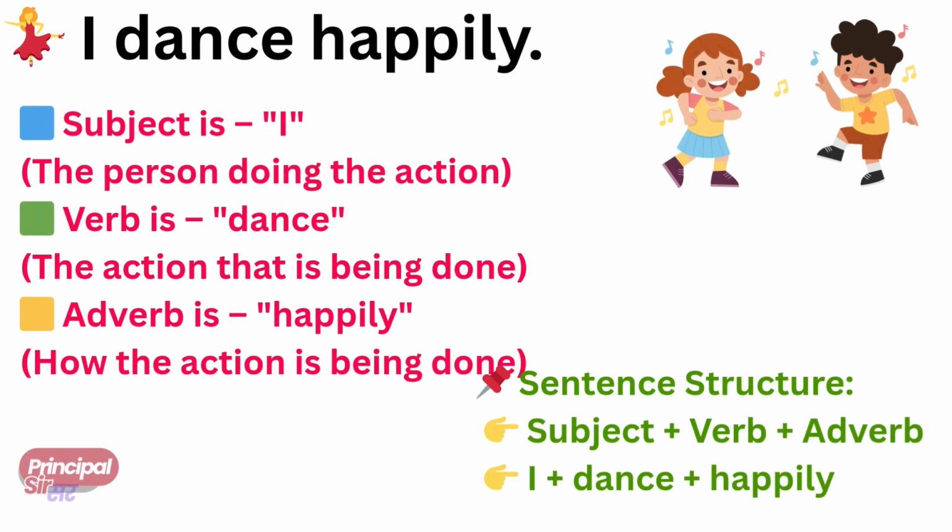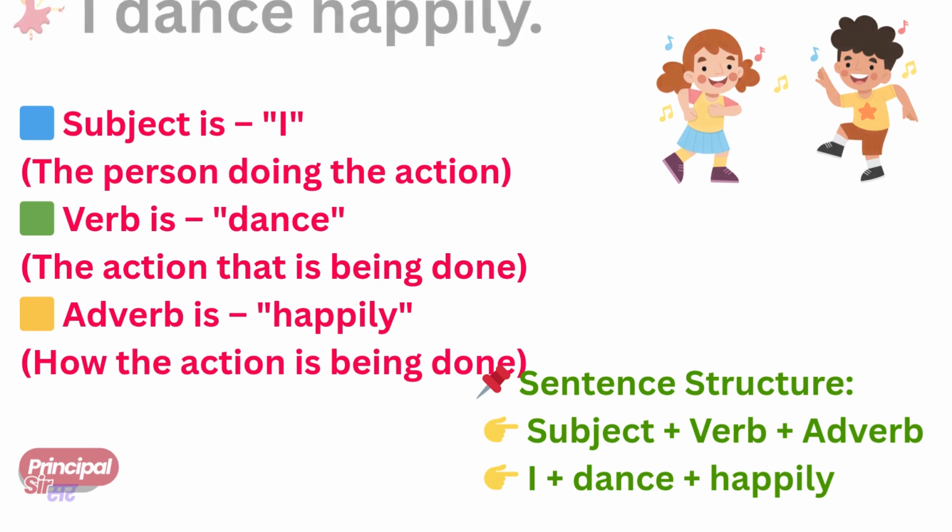Sentence: I dance happily. Subject is I, the person doing the action. Verb is dance, the action that is being done. Adverb is happily, how the action is being done. Sentence structure: subject plus verb plus adverb. I plus dance plus happily.